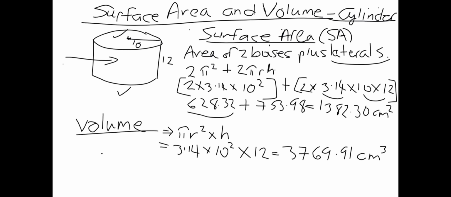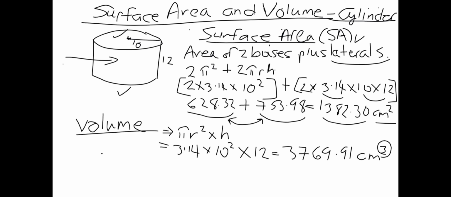So we're gonna end up with the total of 753.98. When we add these together, we're gonna have a total of 1,382.30. And again, centimeter square, because it's a surface area. So whenever you see area, always think square. Volume, however, we're gonna end up with a cube, just to be aware of that.